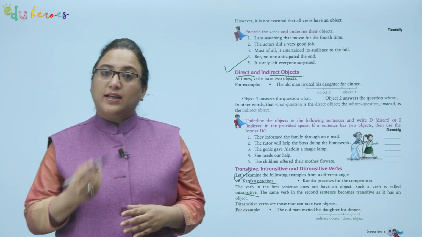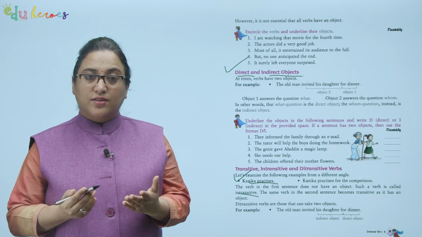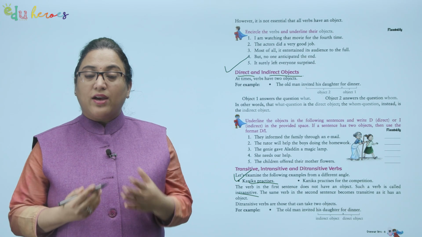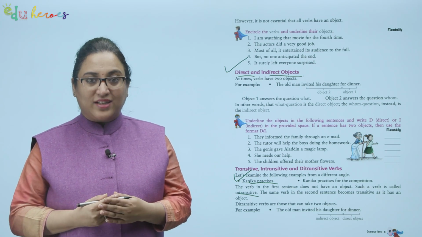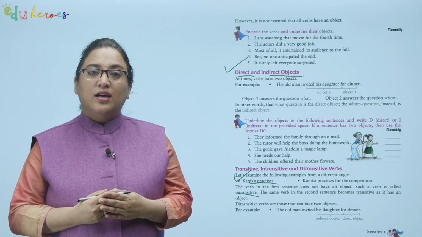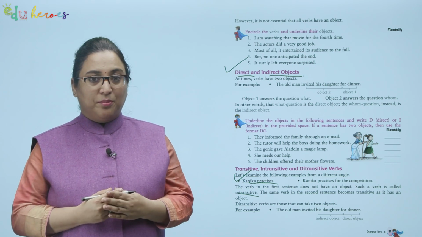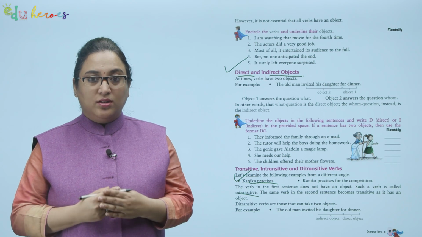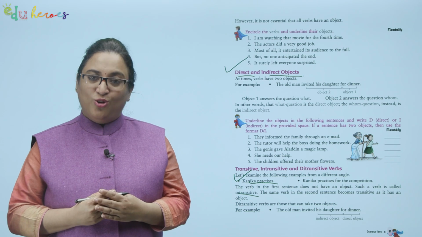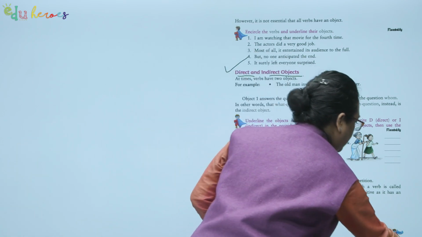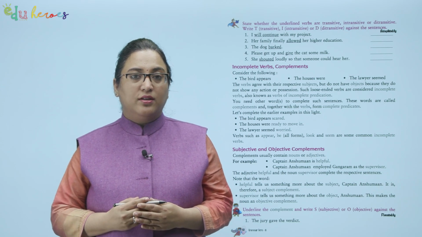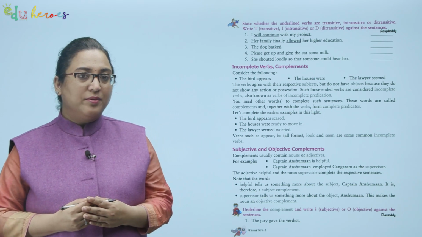The same verb in the second sentence becomes transitive. The verb remains the same, practices, but it becomes transitive as it has an object. On the other hand, ditransitive verbs are those that can take two objects. For example, the old man invited his daughter for dinner. Here we have direct object also, indirect object also. So, attempt another following exercise to strengthen this topic.